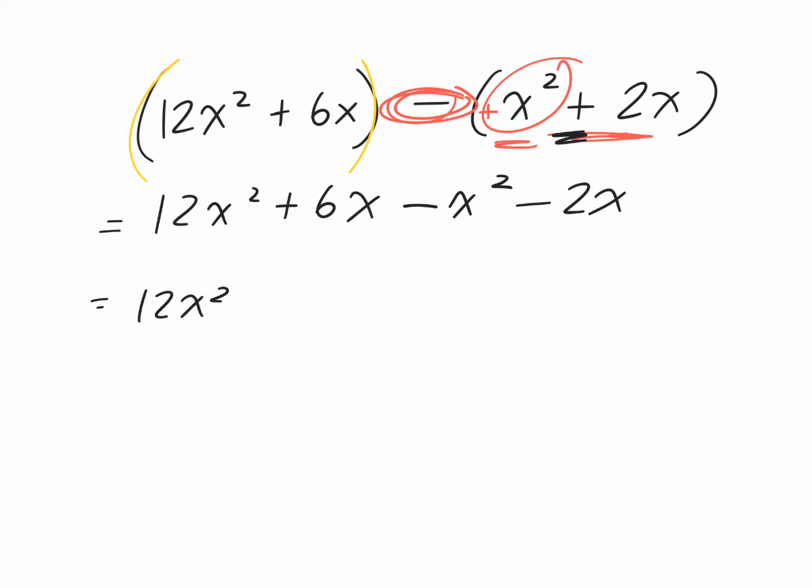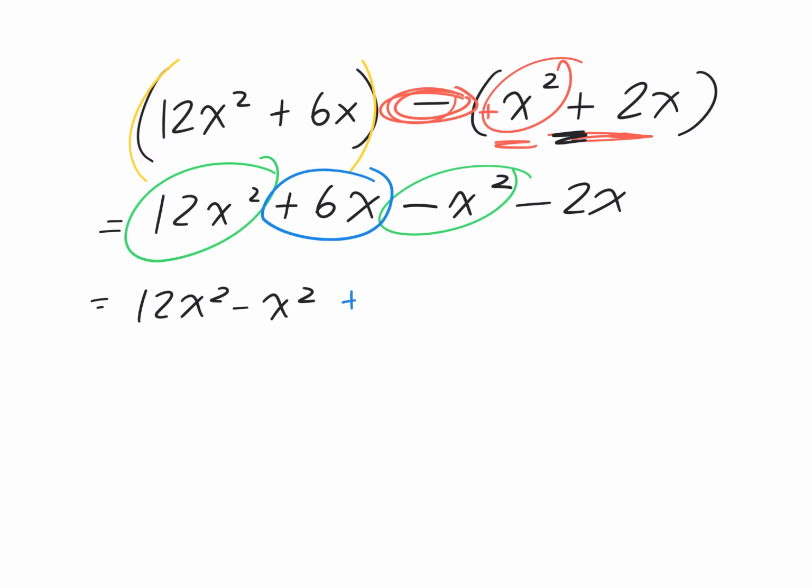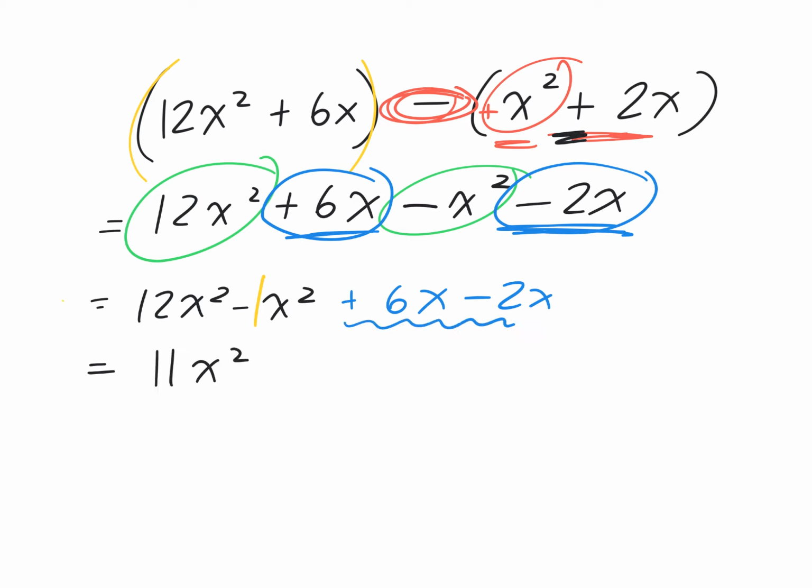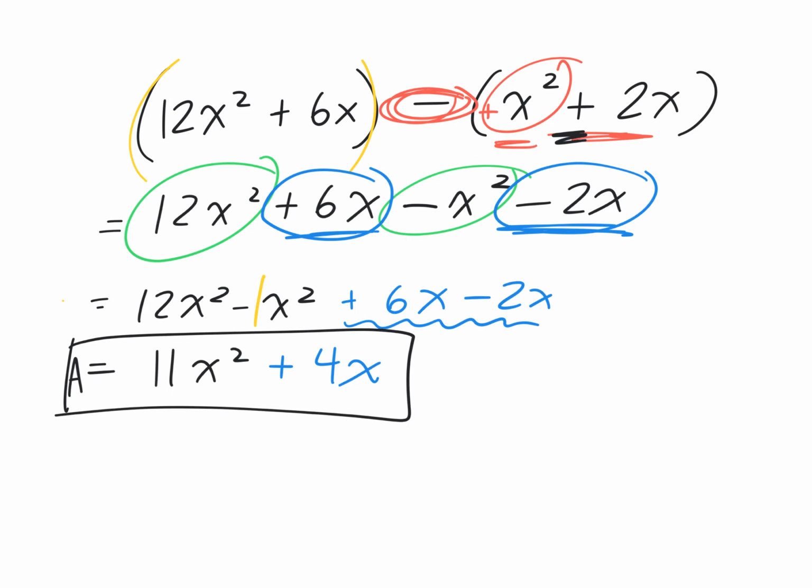So which term goes with the 12x squared? The 12x squared and the negative x squared go together. What goes with the 6x? Positive or negative? Because I'm taking away 2x from the 6x. So what is the final answer? What's 12x squared take away what number? What's 12 take away 1? 11x squared. And what is 6 take away 2? Positive 4x. So this was the final answer. This represents the area of the shaded region only.